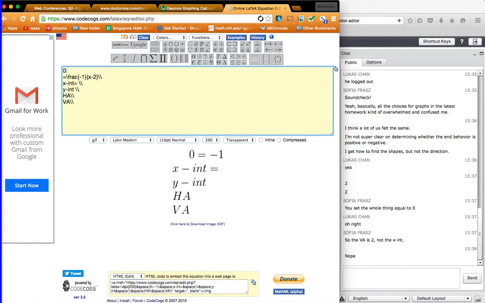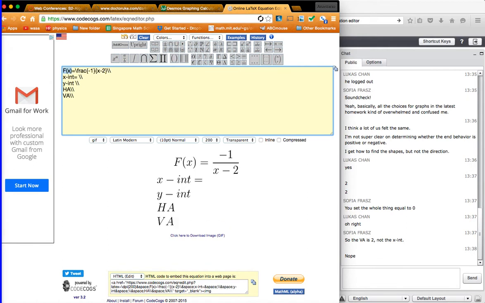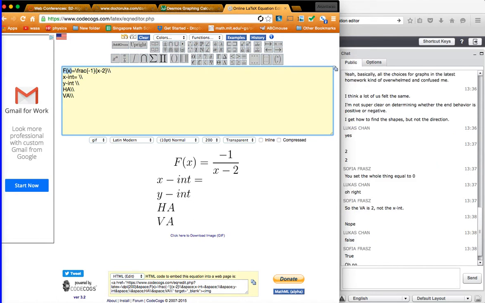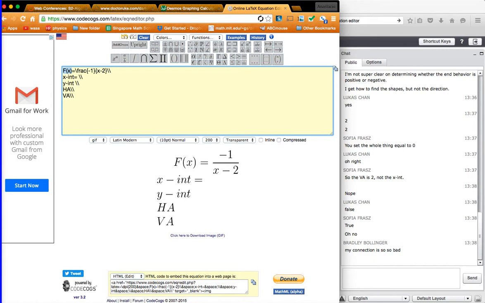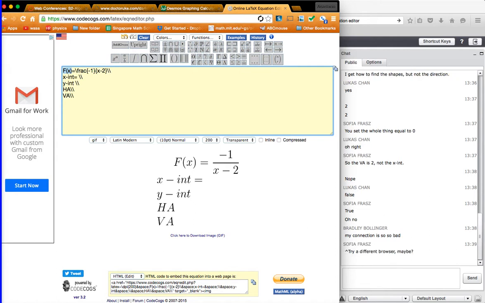I just took the denominator and multiplied it by 0. And the statement that I got was 0 equals -1. Is that true or false? Is that ever possible? No. Well, it's not that the denominator can't equal 0. It's that 0 cannot equal -1. Always false, right? So the point here is there is no x-intercept in this particular graph. Okay. That one was a little weird, but okay.